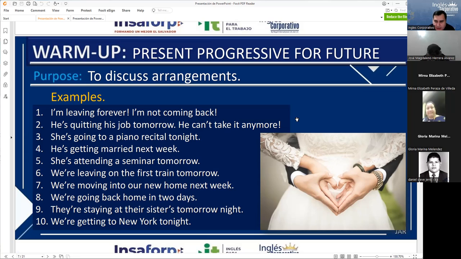I'm leaving forever, I'm not coming back. He's quitting his job tomorrow, he can't take it anymore. She's going to a piano recital tonight. He's getting married next week. She's attending a seminar tomorrow. We're leaving on the first train tomorrow. We're moving into our new home next week. We're going back home in 2 days. They're staying at their sister's tomorrow night. We're getting to New York tonight.